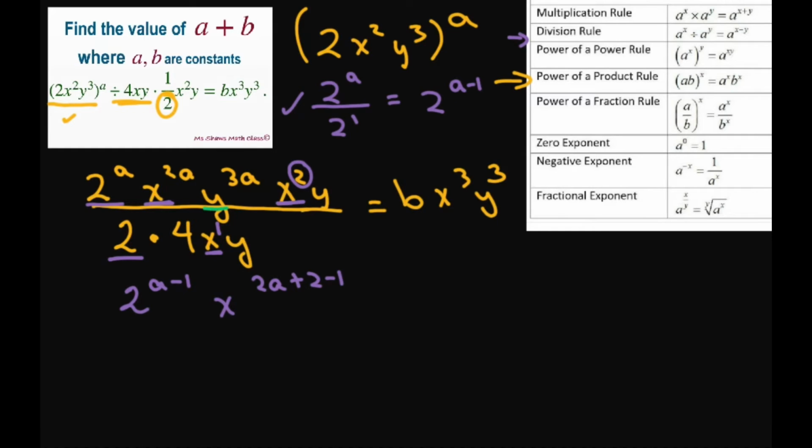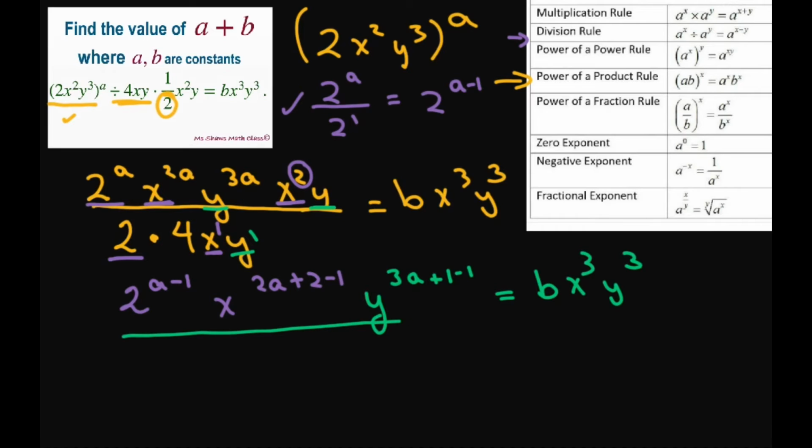And the third term we have, or third base, is y. So this is going to be times y. And then we have 3a, and then plus 1. And then this is going to be 1, so this could be minus 1. And then we still have bx cubed, y cubed. And this is all divided by 4.